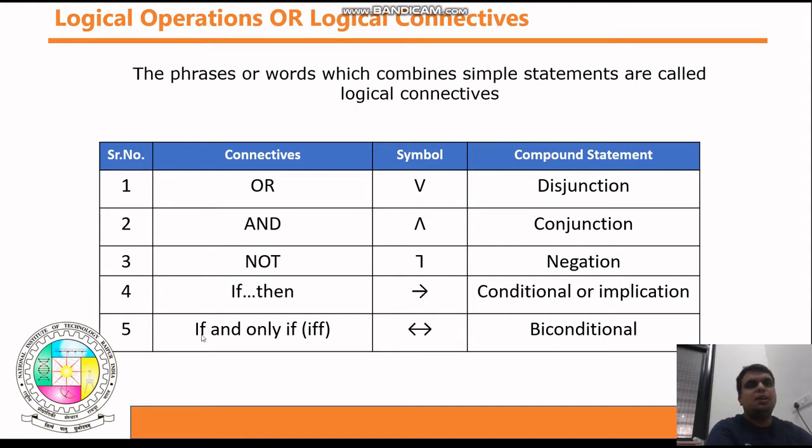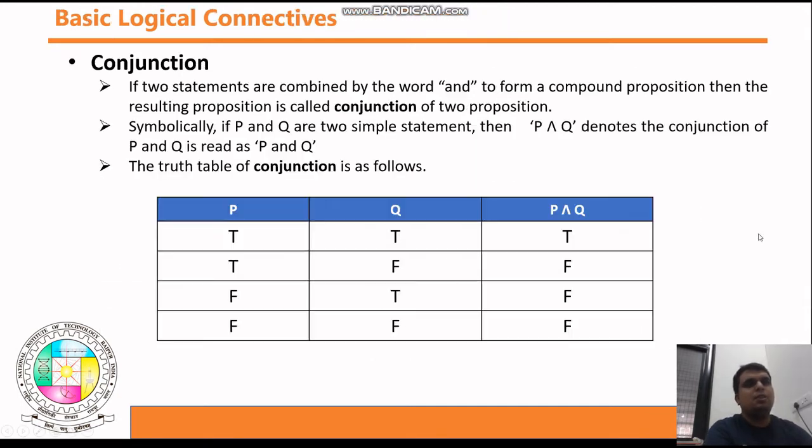The fifth connective is if and only if. This is the bidirectional symbol. The bidirectional arrow is the symbol of if and only if, and the compound statement is called a biconditional. It means if statement 1 then statement 2, and only if statement 2 then statement 1. You can write if and only if like this using this symbol. So let's continue the discussion on this topic one by one.